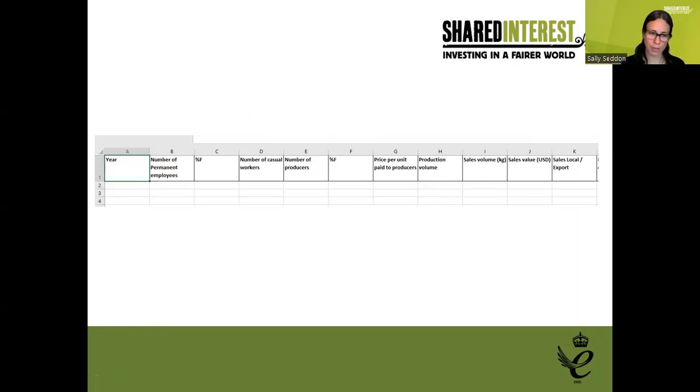So we'll start, the first year will be the first year that we started working with the organization, all the way through to the present day, and we'll try and capture as much of that indicator information as we can to start to build that picture of the change that that organization has experienced.